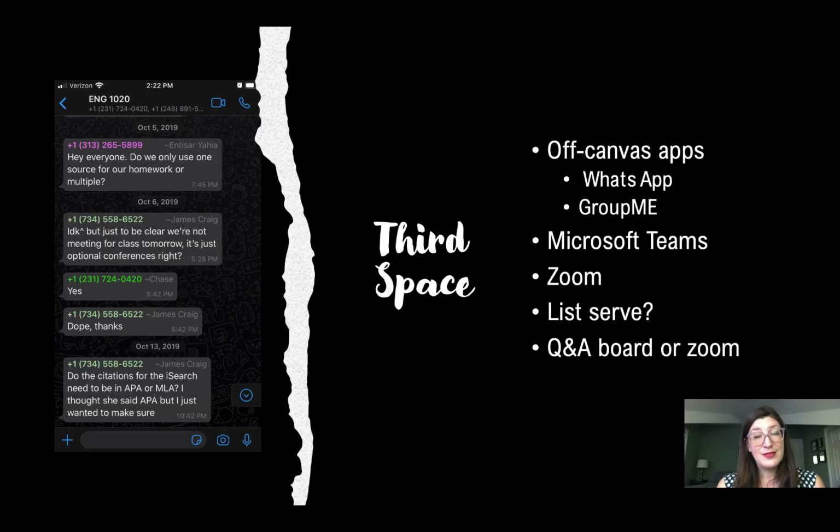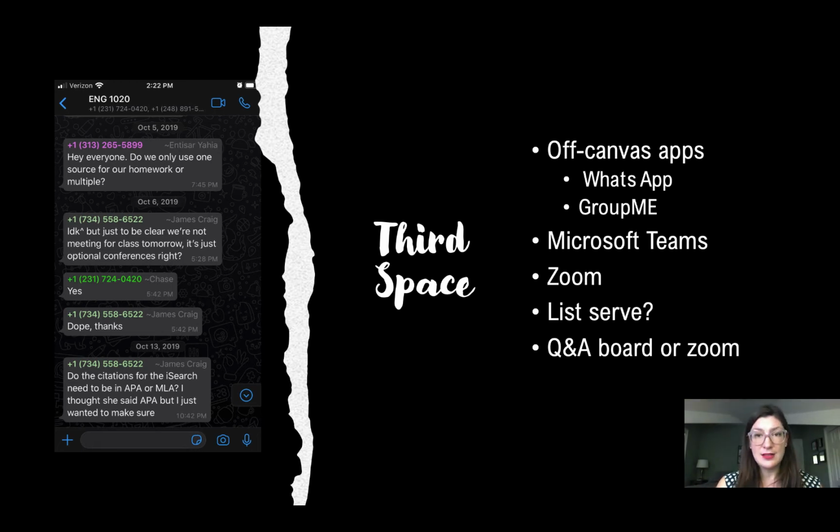The third space. This is maybe one of the most steadily effective ways to create an area where your peer mentor can be used as a resource. So this means using an off-Canvas app like WhatsApp or GroupMe. You could have your peer mentor do this in Microsoft Teams, or create Zoom chats with students. They can do an email listserv and just put all their students on the listserv. You can create a question and answer discussion board that you have the peer mentor run. Or you can create a question and answer session that you have the peer mentor facilitate via Zoom.